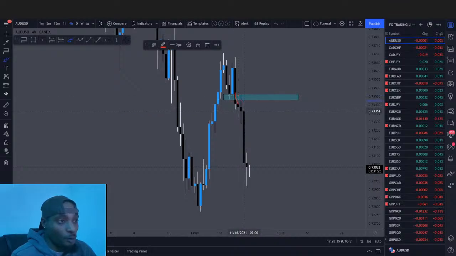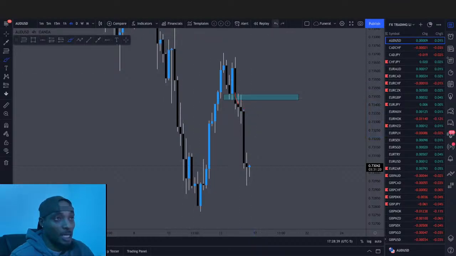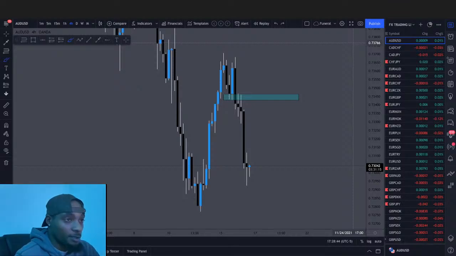And I was looking for one more retest. Man, if I could have got that, we'd be in there, but was not. It is what it is. I got my AUD CAD popping.